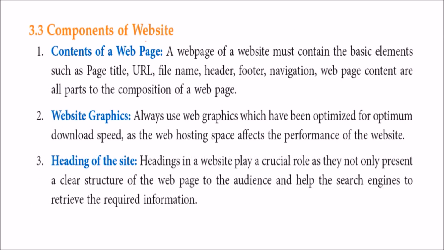What are the components of a website? A website has a web page, or is a combination of web pages. First of all, it is advisable that a web page should contain basic elements like the page title, the URL, the file name, the header, footer, navigation, and web page content. These are all the parts of the composition of a web page.